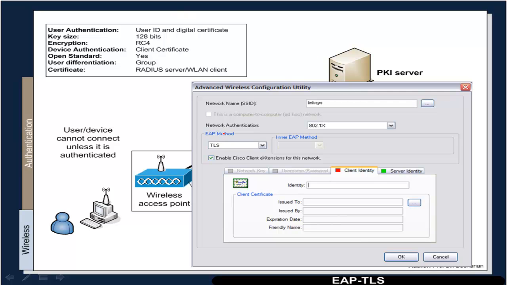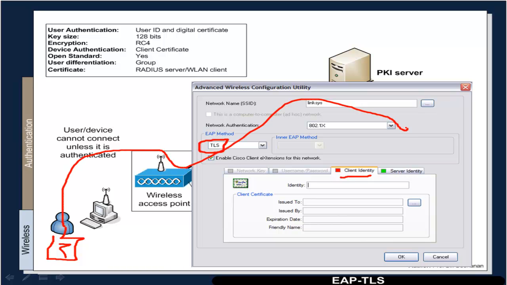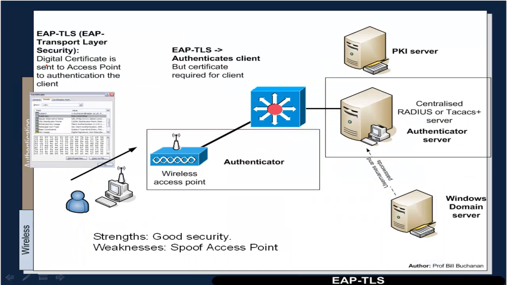So some of the basic methods that we have is EAP TLS. EAP TLS identifies the client with a digital certificate. So the client has a certificate which it then passes to the back-end authentication server. It's checked by our PKI server, so we can authenticate the client correctly. So what we have is that it's fairly good for security, but we're not identifying the access point itself. So we could have a spoof access point.